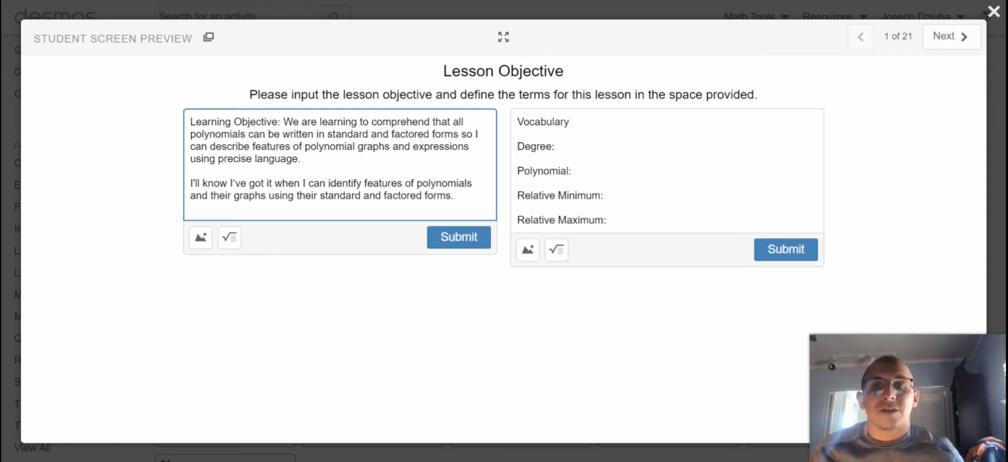I'll know I've got it when I can identify features of polynomials and their graphs using their standard and factored forms.